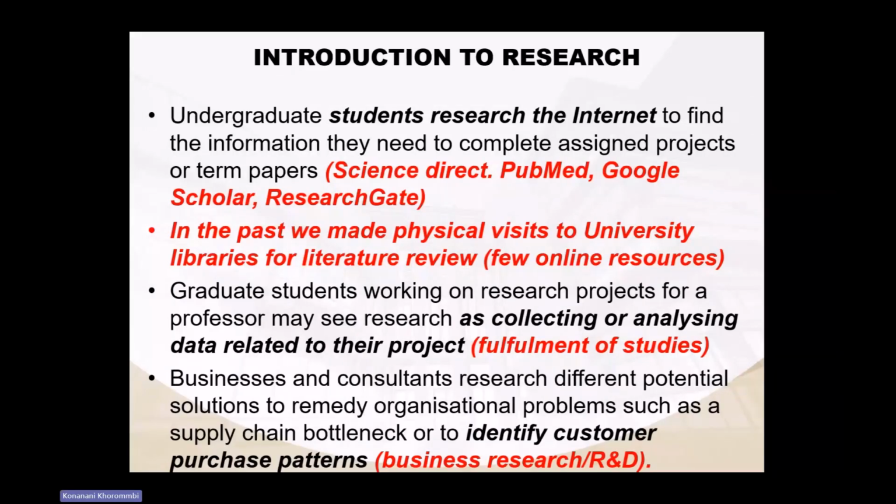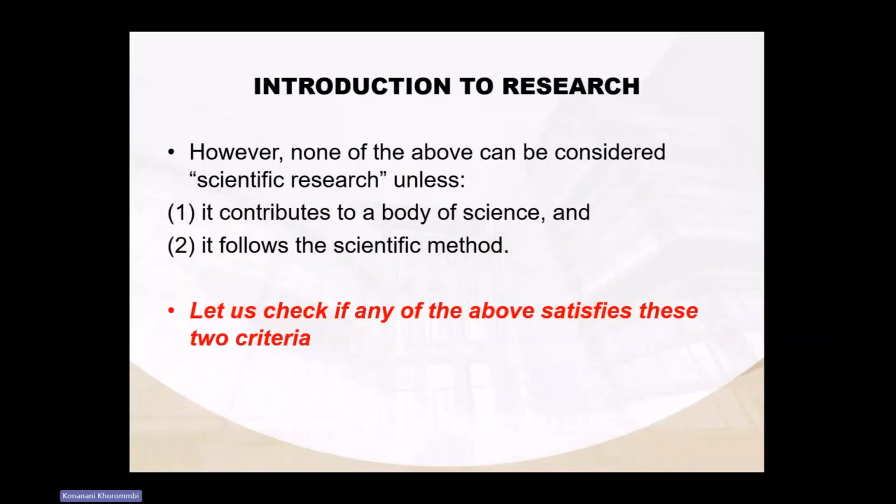However, none of the above can be considered scientific research unless, now, these are the conditions. It can be research, but it won't be scientific, according to the author, if it does not comply with these two conditions: that it contributes to a body of science and it follows the scientific method. Today, I think I made reference to the scientific method yesterday. We might not have looked at the different stages that were there.